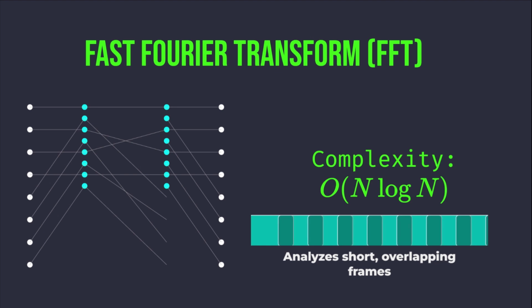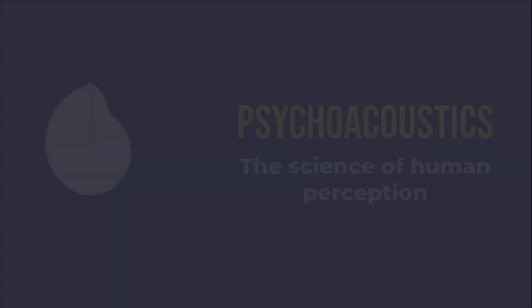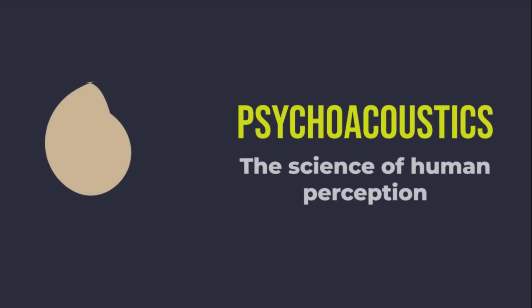The FFT is the essential engine enabling rapid spectral analysis within the MP3 encoder, allowing the system to analyze short, overlapping frames of audio data, typically 1024 or 576 samples, to maintain temporal resolution. Lossy compression relies entirely on psychoacoustics, the study of how humans perceive sound. The critical insight is auditory masking.